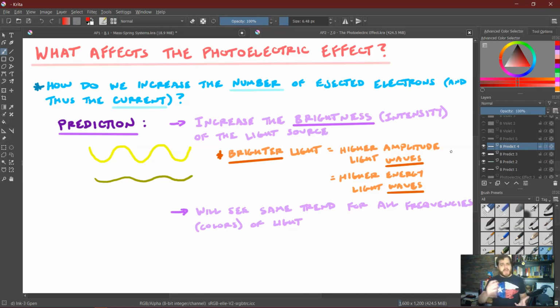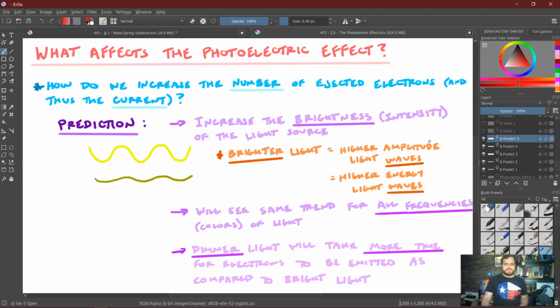I mean, yeah, we're going to have a higher frequency, but that's not going to change how many electrons can get hit by this. Additionally, for a dimmer light, we would expect that maybe it will take more time for the electrons to be emitted than for a brighter light.